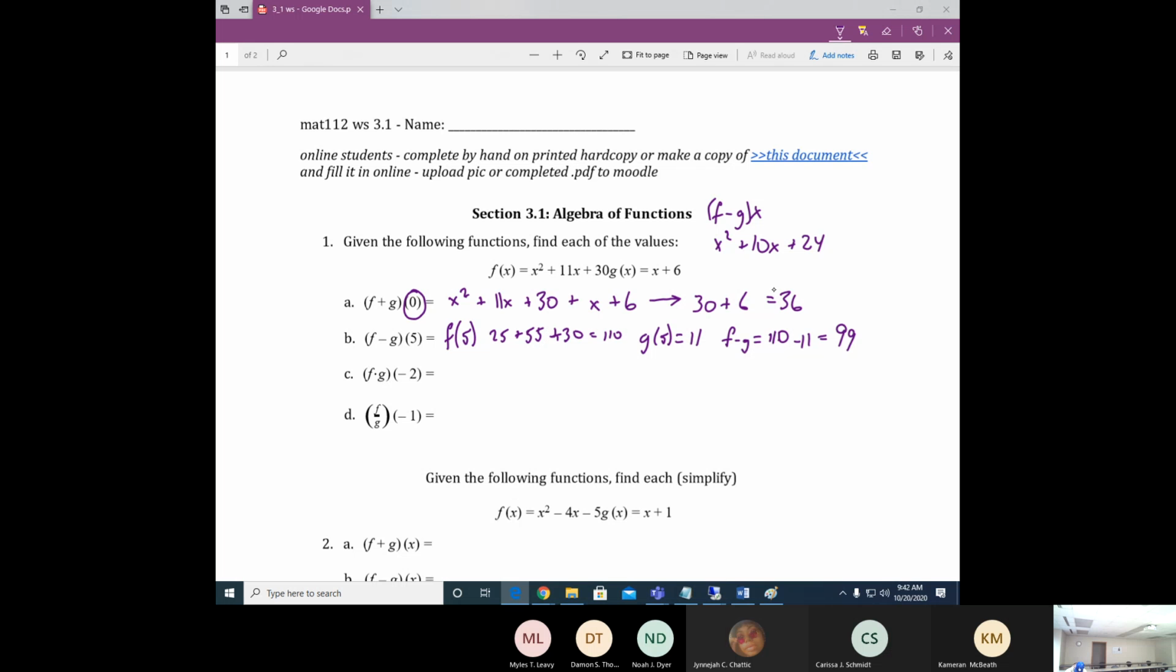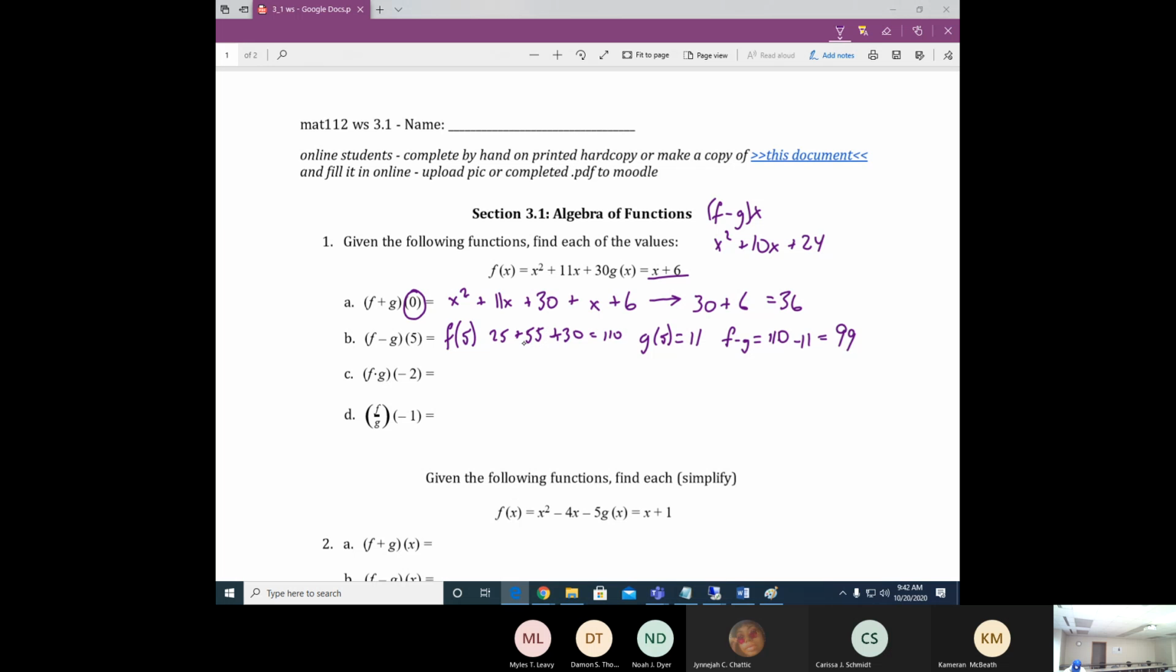If I just say, well, I'm going to figure out the formula for f minus g, I get 25 plus 50. Why did you get that 11? G of 5 is 11. How did you get that 11? Since g is x plus 6, g of 5 gives me 11. Oh, okay.